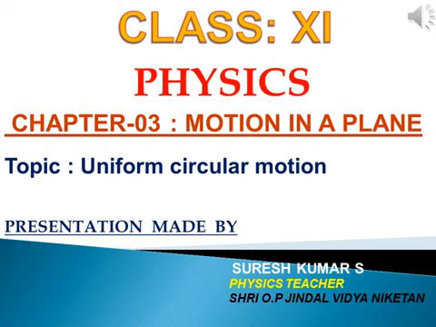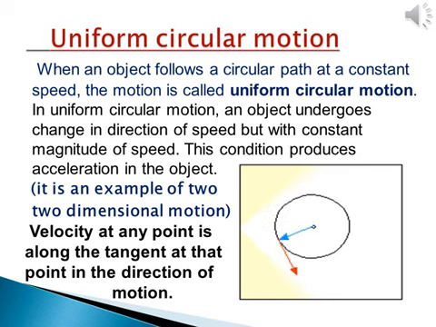Can you recollect the definition of uniform circular motion learned from 9th grade class? When an object follows a circular path at a constant speed, the motion is said to be uniform circular motion. In uniform circular motion, an object undergoes a change in direction, but it should have a constant magnitude of speed. Thus, this body has produced acceleration.